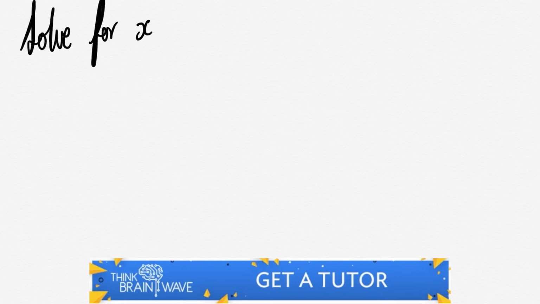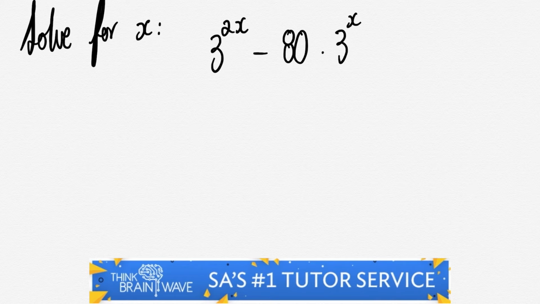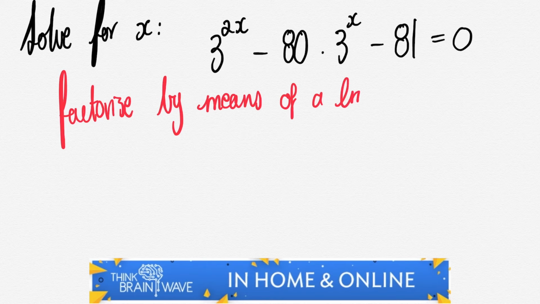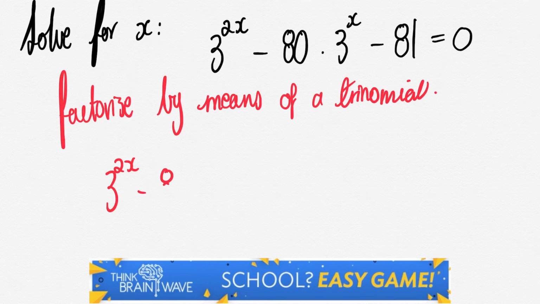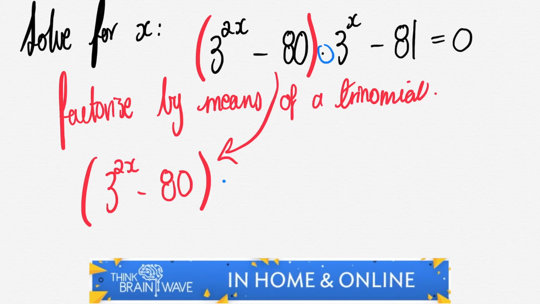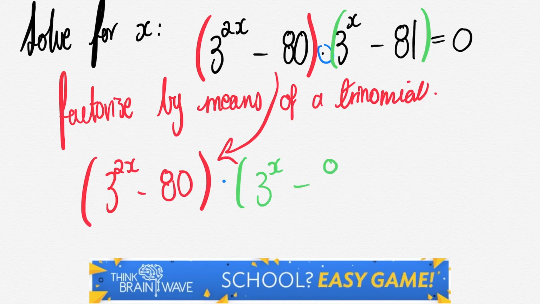Hey there, in this video we'll be looking to solve for x with exponents. We start with 3 to the 2x minus 80 times 3 to the x minus 81, which is equal to 0. So let's factorize by means of a trinomial. We start off by grouping. We say 3 to the 2x minus 80 times 3 to the x minus 81.